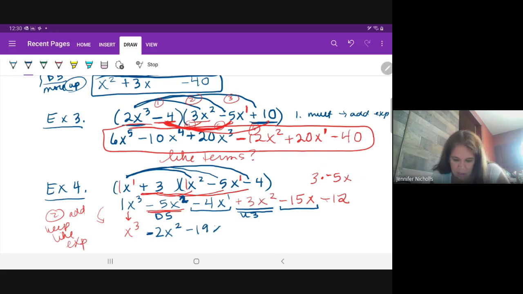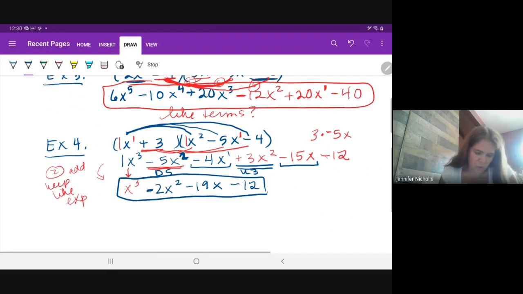-19x, I agree. And then since I've been underlining and my arrows, that helps you figure out if you haven't lost one, because one of mine's not underlined. So can anybody tell what's left to bring down to the next row? Yes, -12.